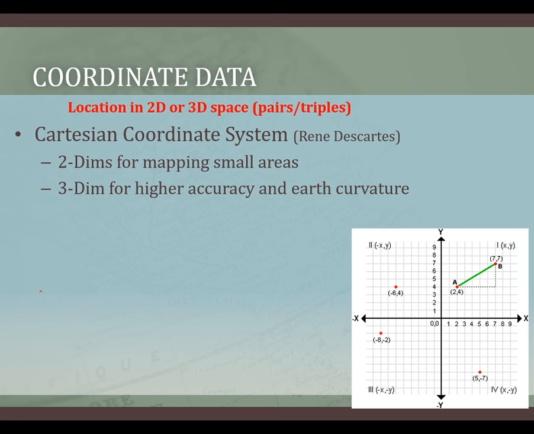And then comes the coordinate data, and we talked about the Cartesian. Usually when we have small areas like your surveying task, we do it in 2 dimensions. But when the Earth comes into account here, sometimes we need 3 dimensions for higher accuracy, and we take the Earth's curvature into account. So here we have location in 2D or 3D space. It's either a pair or, for 3D, we use a triplet.